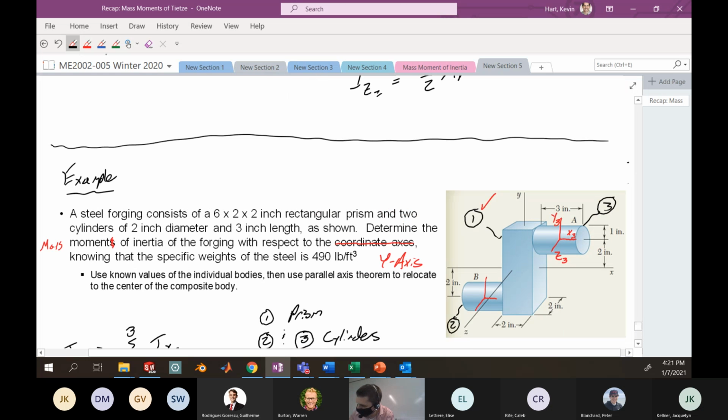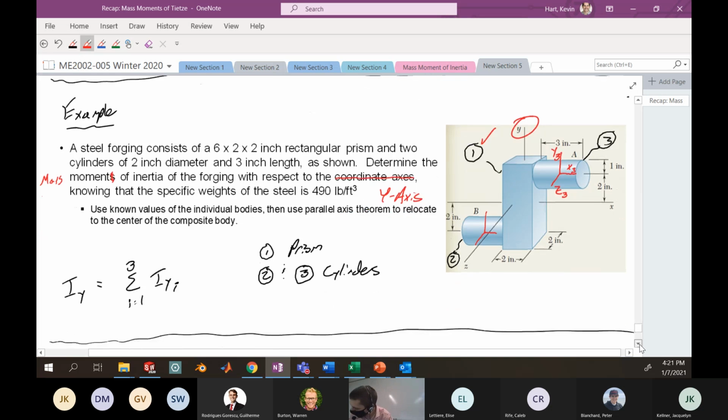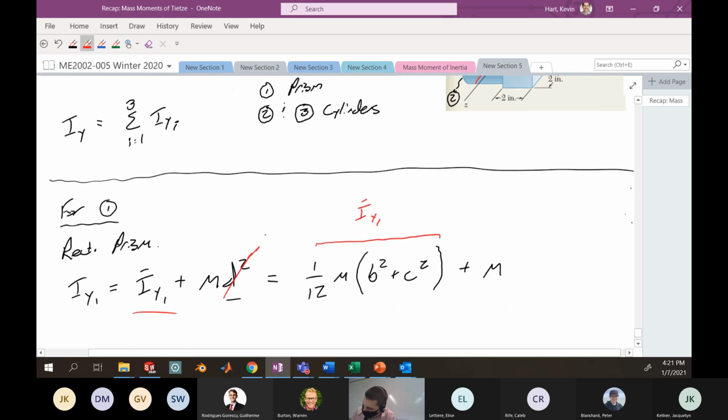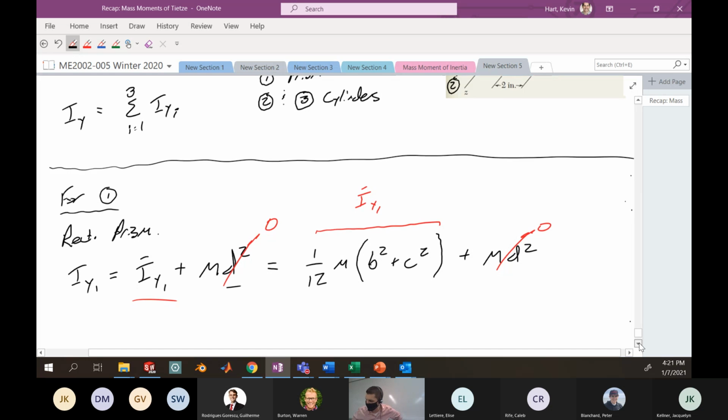Well, in this situation, my y-axis happens to just be the centroidal axis of object number 1. So in this particular situation, we don't really have to apply the parallel axis theorem, because our distance from the y-axis of our global coordinate system to the y-axis of our centroidal object 1 is 0. So here, md squared is going to 0.